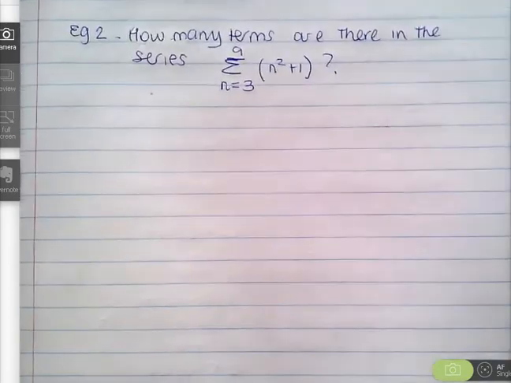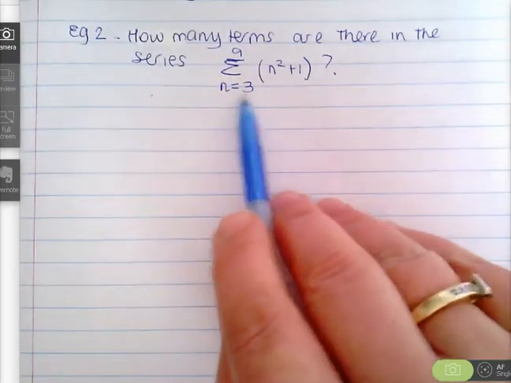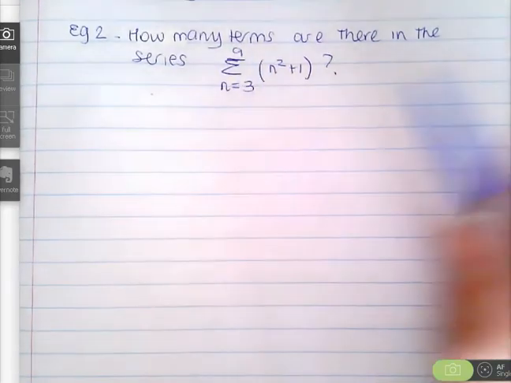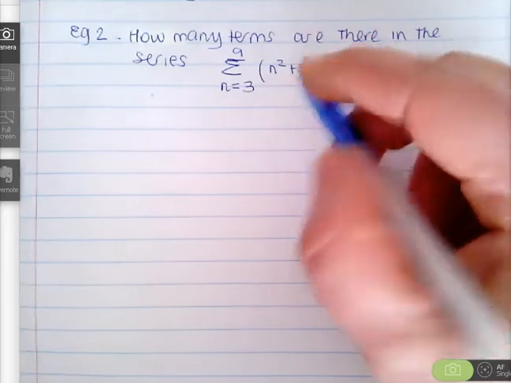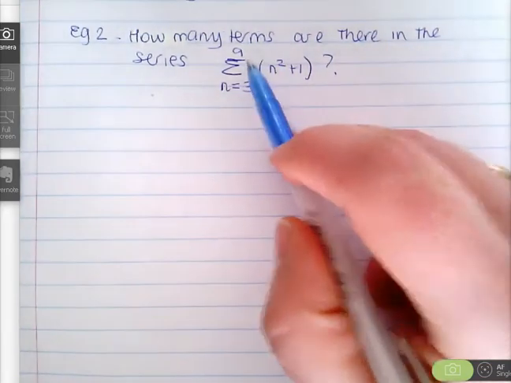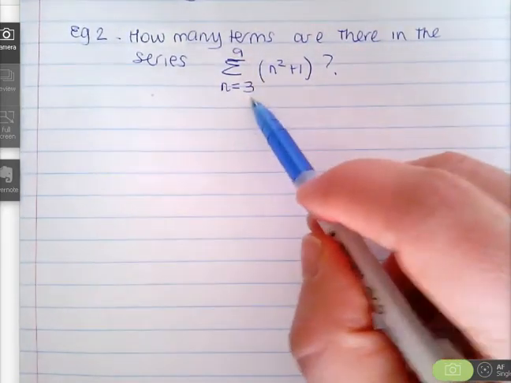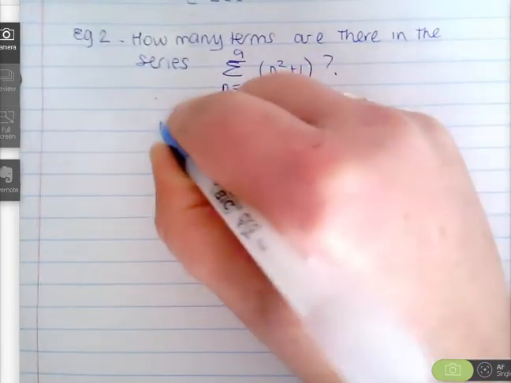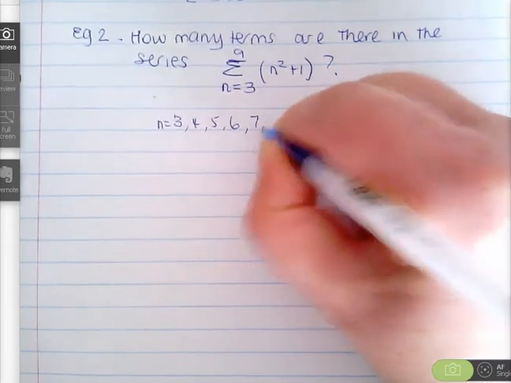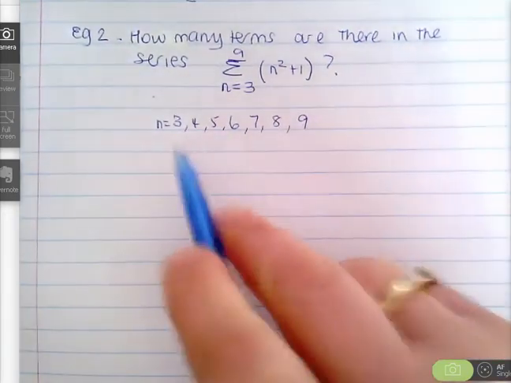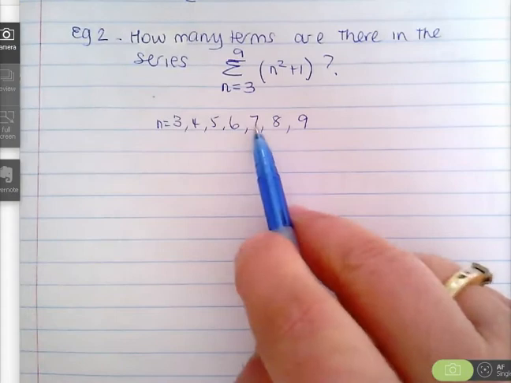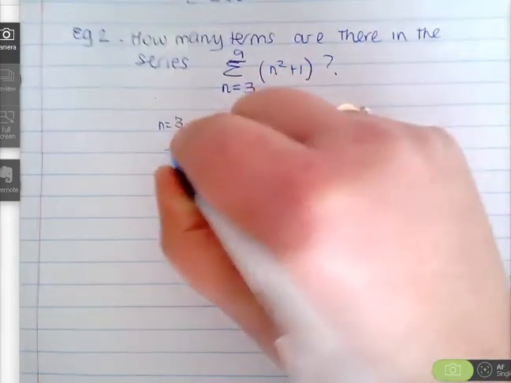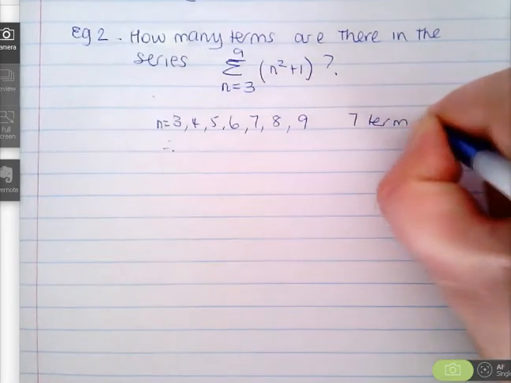Second example, how many terms are there in this series? n squared plus 1, starting from n equals 3 to n equals 9. So it isn't actually 6 terms, because if you count, we've got when n is 3, n is 4, n is 5, n is 6, n is 7, n is 8, and n is 9. So this is 1, 2, 3, 4, 5, 6, 7. 7 terms. So therefore, it's 7 terms in that series.